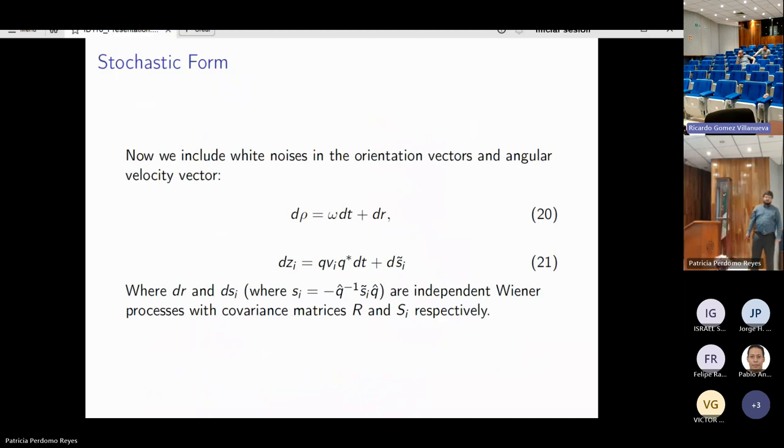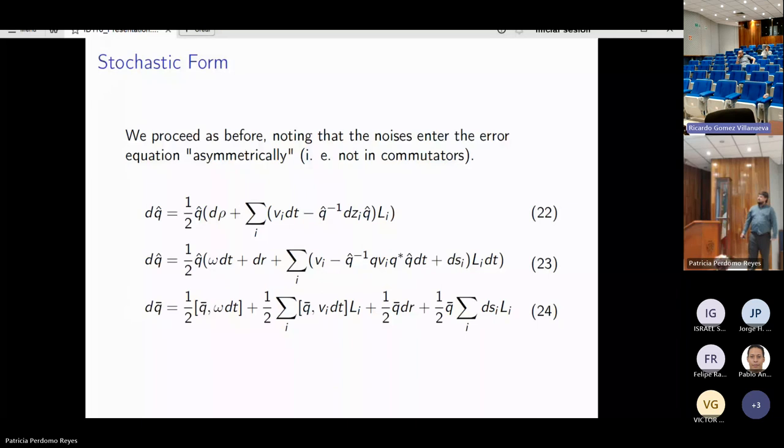Okay. And then we also analyze how this observer behaves under noise. If we add these disturbances dr, dsi that act like this, with dr and dsi having r and si covariance matrices, we proceed exactly as before, looking this time in differential form at the dynamics of the observer, and then we get the error dynamics, except this time instead of just commutators we have one-sided multiplication. So in a certain sense this makes this part asymmetric, which will make this look less elegant than the deterministic portion.